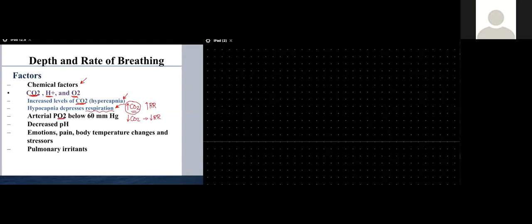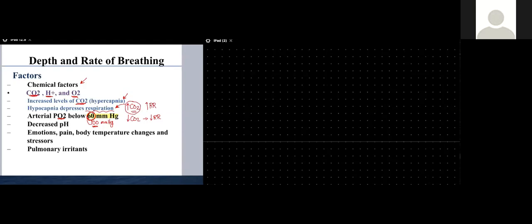Arterial oxygen partial pressure is only going to be playing a role in affecting the depth and rate of breathing if it goes below 60 millimeter mercury. Remember what was the oxygen partial pressure in the arterial blood from last class? Normal arterial oxygen partial pressure was around 100 millimeter mercury. So if I do have a drop all the way to 60 millimeter mercury, at this point, the oxygen is going to be playing a major role here in increasing the rate and depth of breathing.